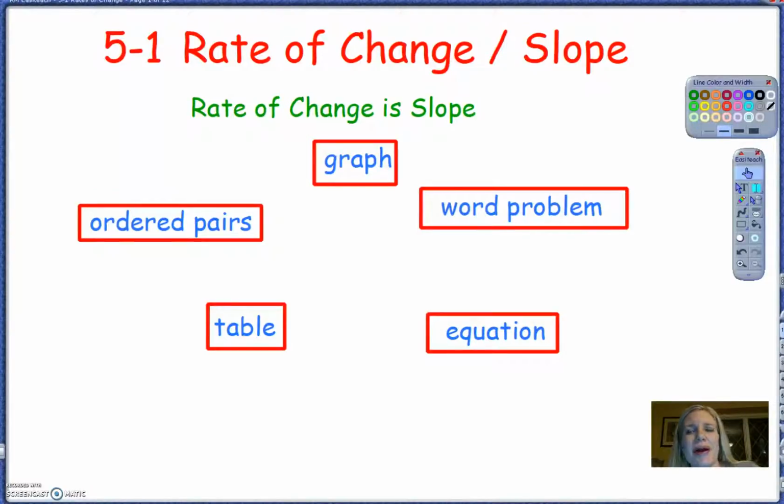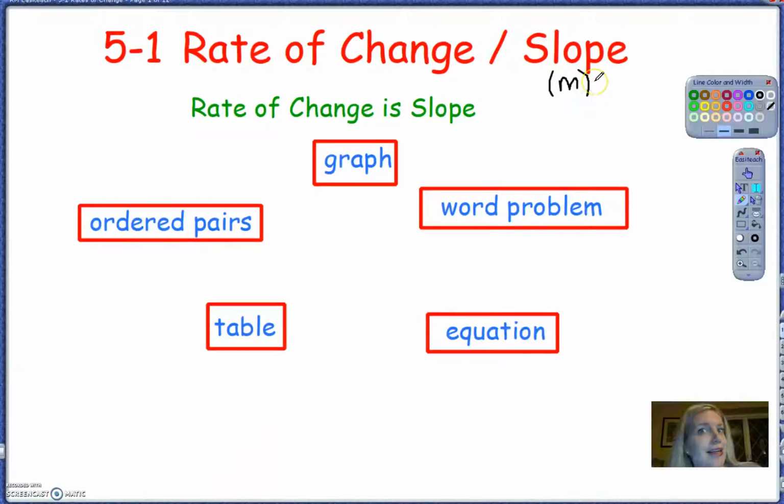Hi guys, so this is the first lesson in chapter 5. And in chapter 5 we're going to be talking all about linear functions or linear equations. And in this first lesson we're going to talk about rate of change, which is also known as slope. Rate of change is slope. The variable that you will see for the rate of change or the slope is m.